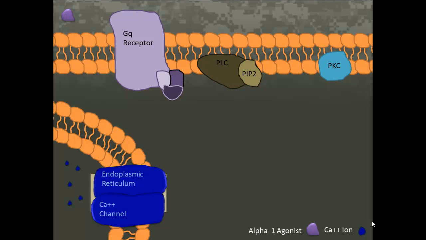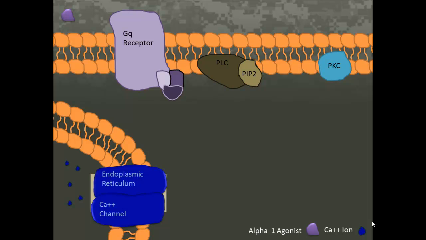Ligand binding to a Gq-coupled protein receptor activates the intracellular G protein. The alpha subunit dissociates from the beta and gamma subunits and activates phospholipase C. Phospholipase C is an enzyme that cleaves a membrane phospholipid into two molecules known as IP3 and DAG. IP3 acts on the sarcoplasmic reticulum and causes the release of stored calcium into the intracellular space. DAG activates protein kinase C, which will phosphorylate many intracellular processes.